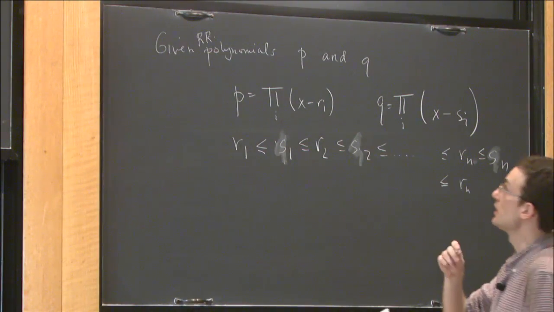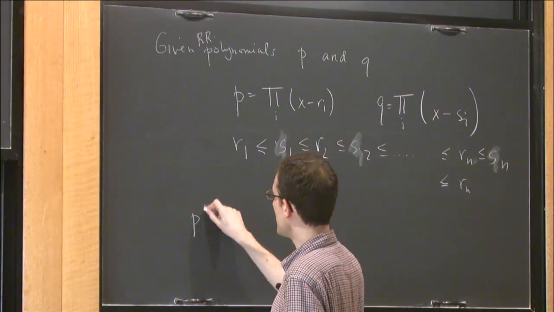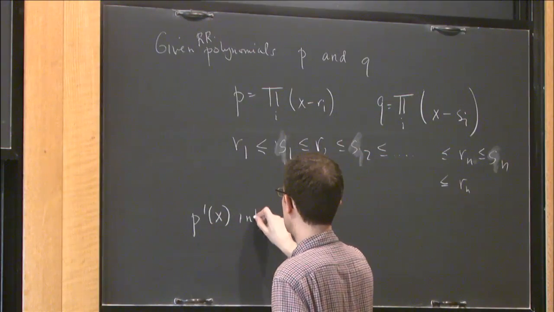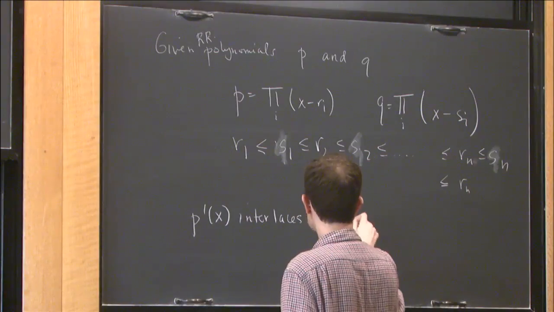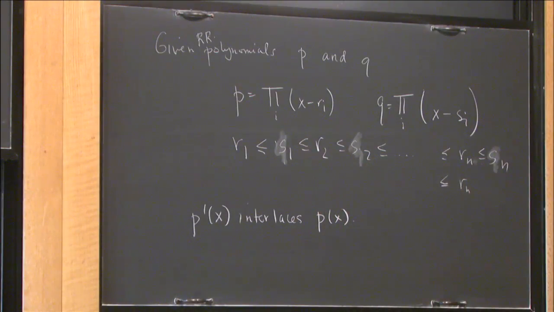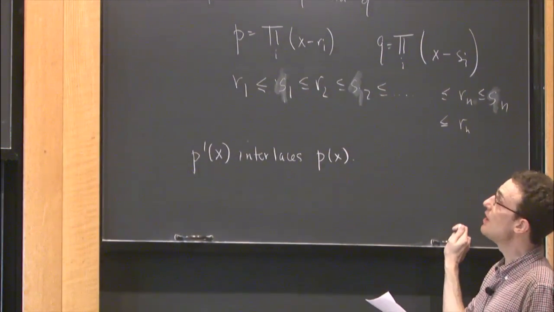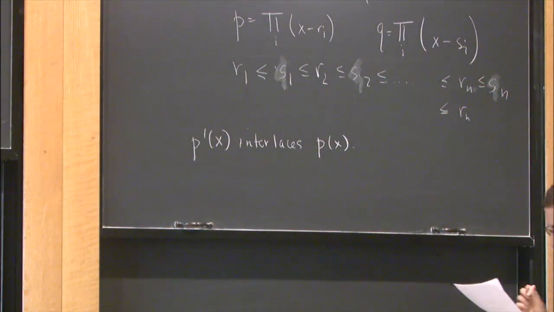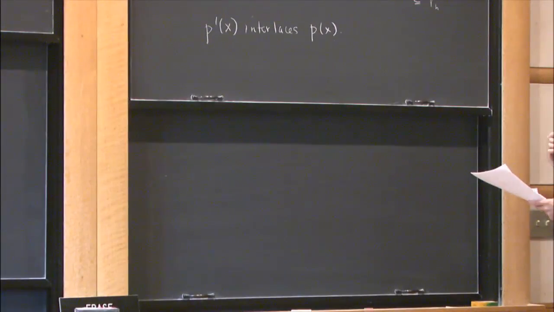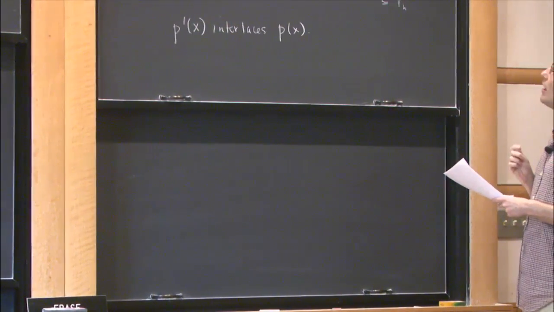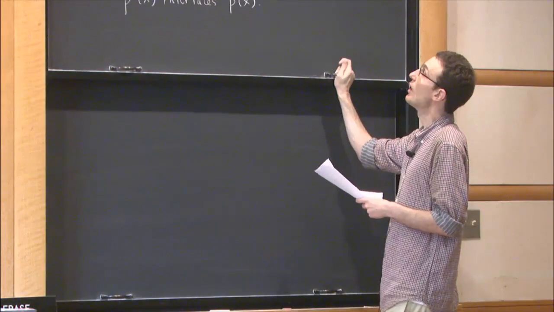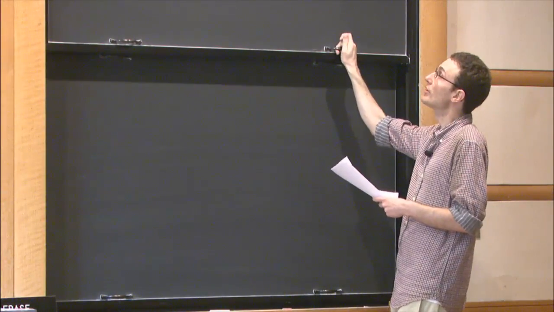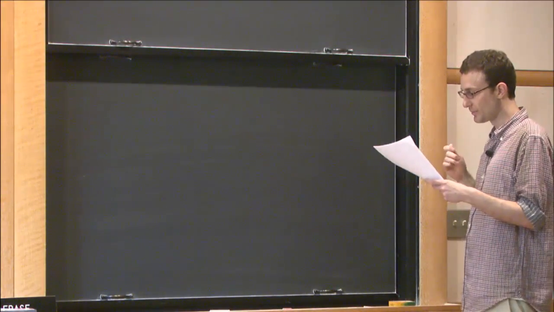So for example, P prime of x interlaces P of x. For exactly the same reason as before, in between any two roots of P, you have a root of P prime. And the reason that interlacing is important is because it gives a structure to the collection of real-rooted polynomials. It gives it some sort of ordering.